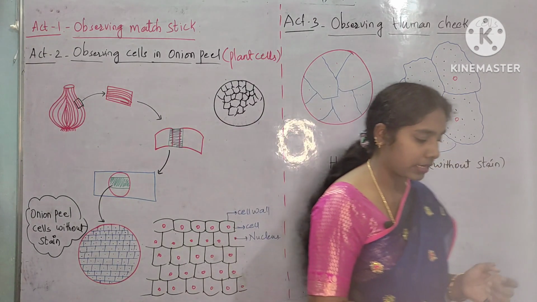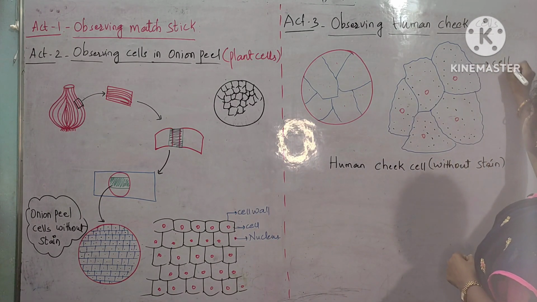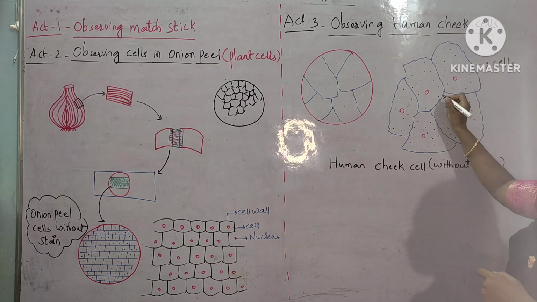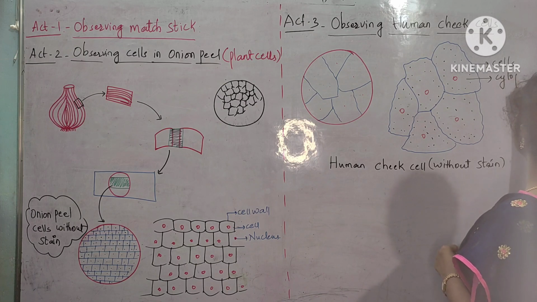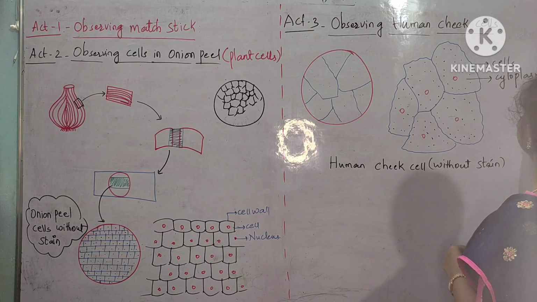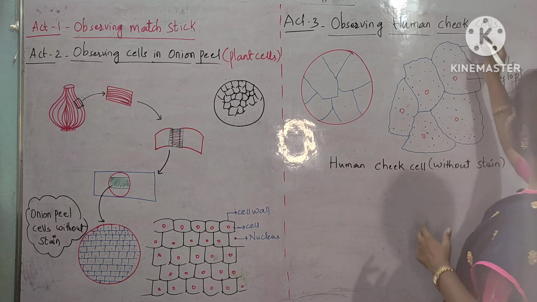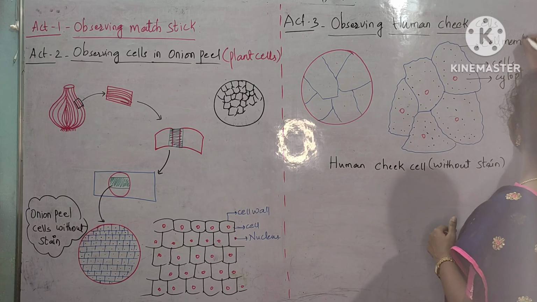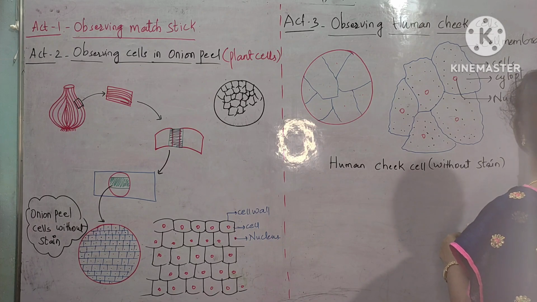So what are these parts? These are the cells. Imagine that this is a cell, an irregularly shaped cell. Inside the cell you will find cytoplasm. This complete layer is called cytoplasm and it is covered by a membrane called the cell membrane, and in the middle you will find a dense body called the nucleus.